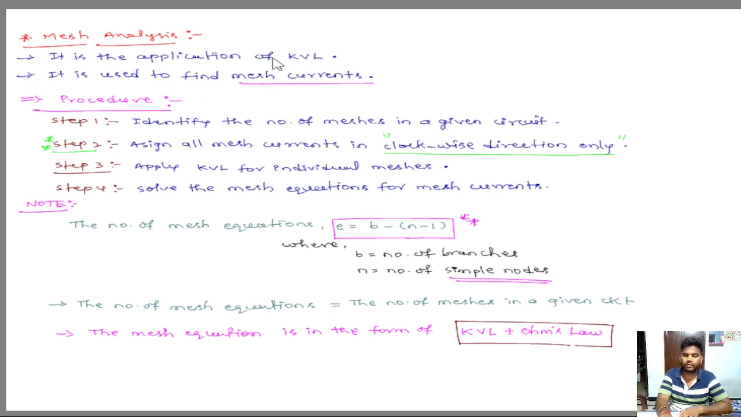It is the application of KVL, and there is a procedure to find the mesh currents. First, we need to identify the number of meshes, then assign all mesh currents in the clockwise direction, apply KVL for individual meshes and solve the mesh equations. This is the formula used to calculate the number of mesh equations, and the mesh equation is in the form of KVL plus Ohm's law.